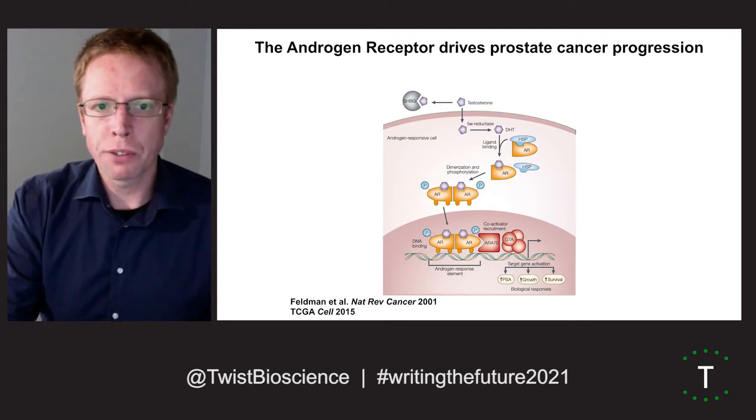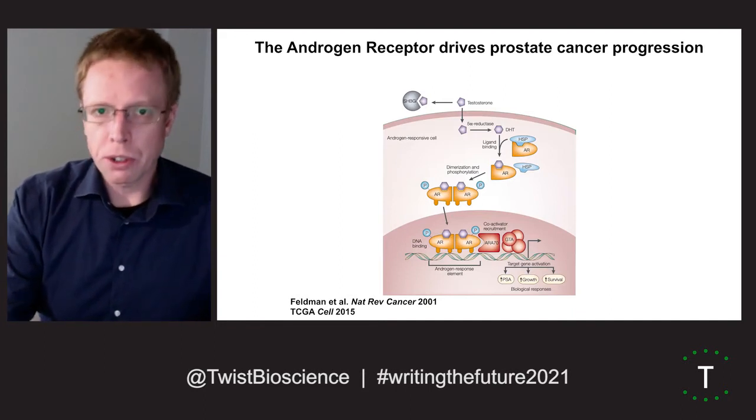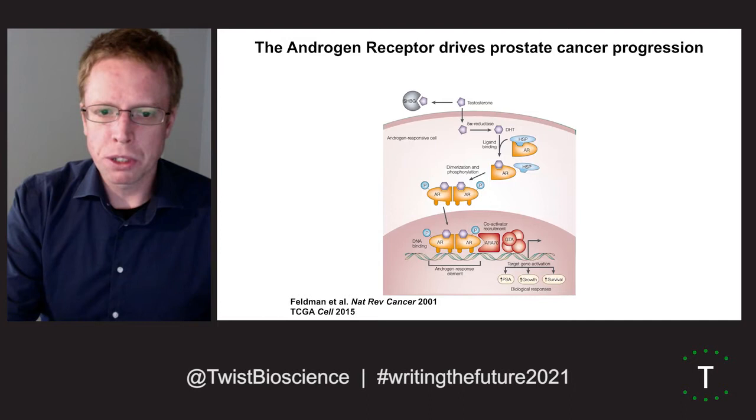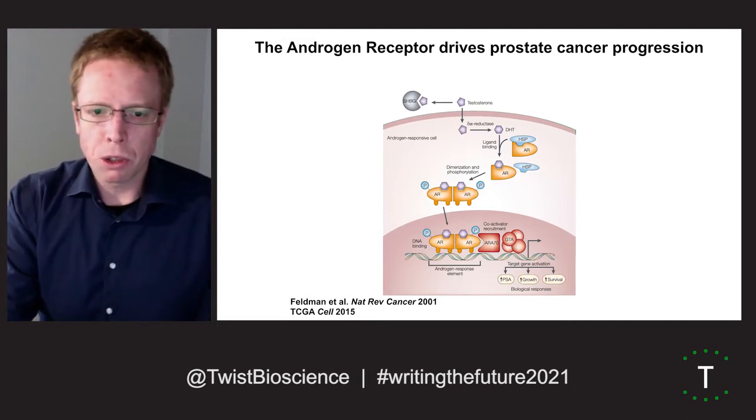So for those not familiar with prostate cancer, this is a common disease in men. It's driven largely by a dominant oncogene called the androgen receptor, which is a transcription factor. The androgen receptor is cytosolic until it binds to its hormone ligand, testosterone, at which point it translocates to the nucleus to drive gene expression of genes that promote prostate biology and also prostate cancer and prostate cancer progression.